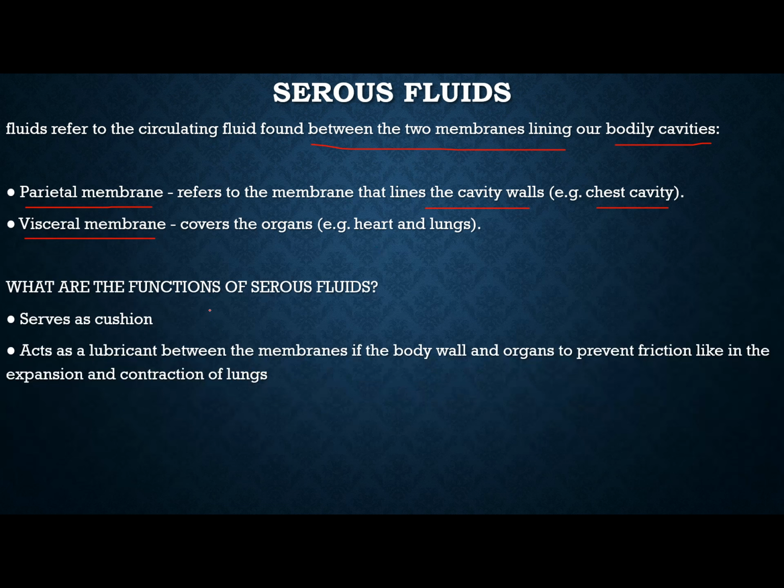Now, what are the functions of your serous fluids? It serves as a cushion. It acts as a lubricant between the membranes of the body wall and organs to prevent friction, like in the expansion and contraction of lungs. So, cushion siya class. It serves as a cushion. It acts as a lubricant to prevent friction.